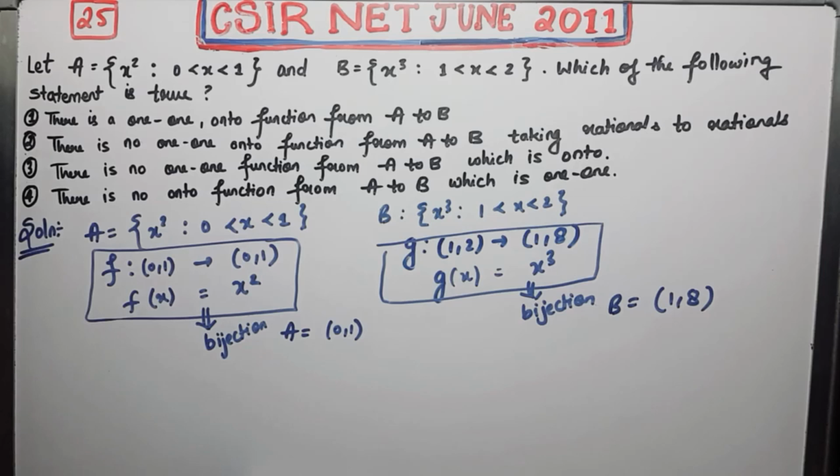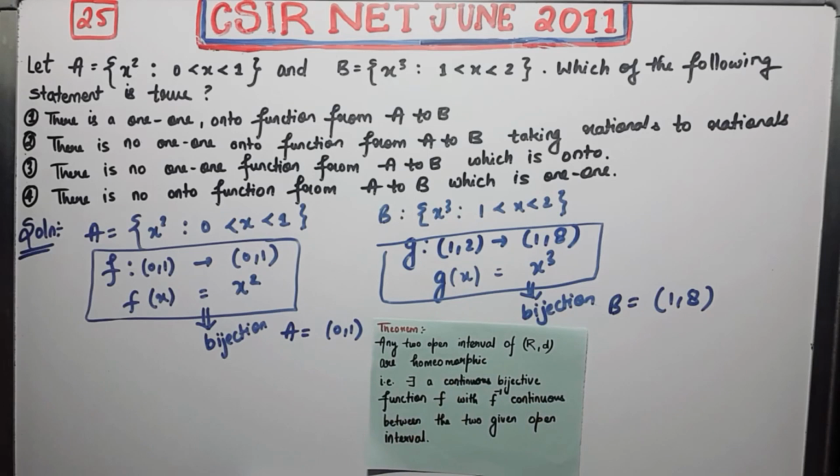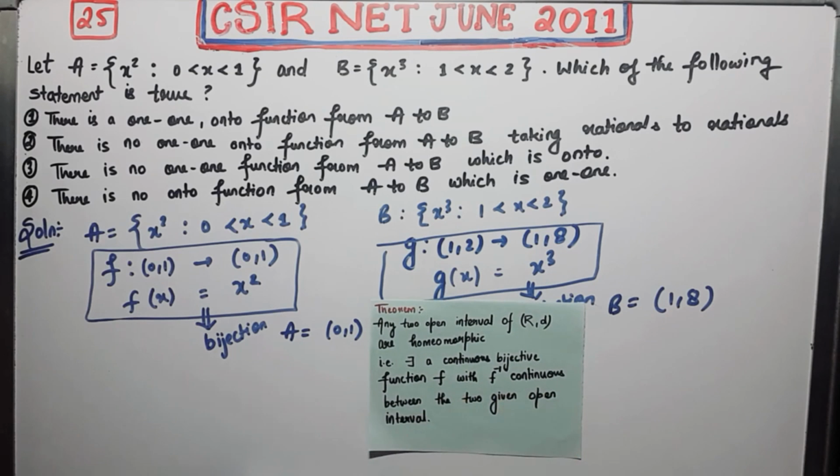Now the question is asking about a map between A and B. So the first option says there is a one-one onto function from A to B. For this option I am going to show you an important result in countability and uncountability topic, countability of sets. This is a very important result, and we can prove it. It says any two open intervals of (R, d), R is the real line and d is the usual metric, which means the modulus, are homeomorphic.